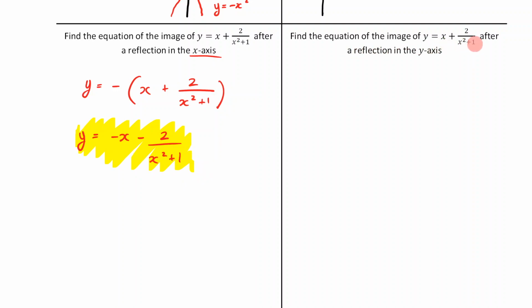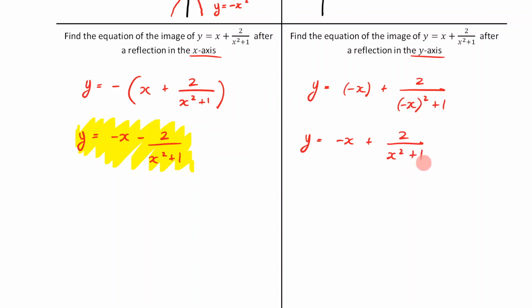Find the equation of the image of this after reflection in the y-axis. Again, trust the process. You know that in this case, what you're going to do is just replace each x with negative x. So because I've got an x here, I'll replace that with negative x plus 2 over negative x squared plus 1. Y is equal to negative x plus 2 over, now negative x squared is just x squared plus 1. That's going to be my answer.